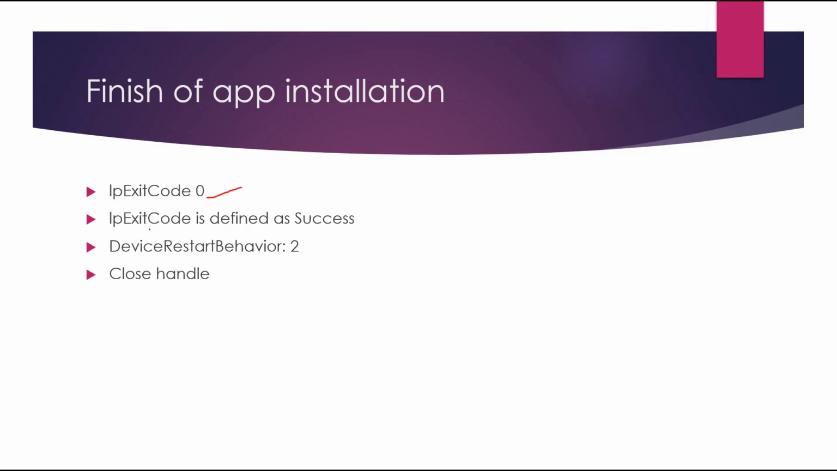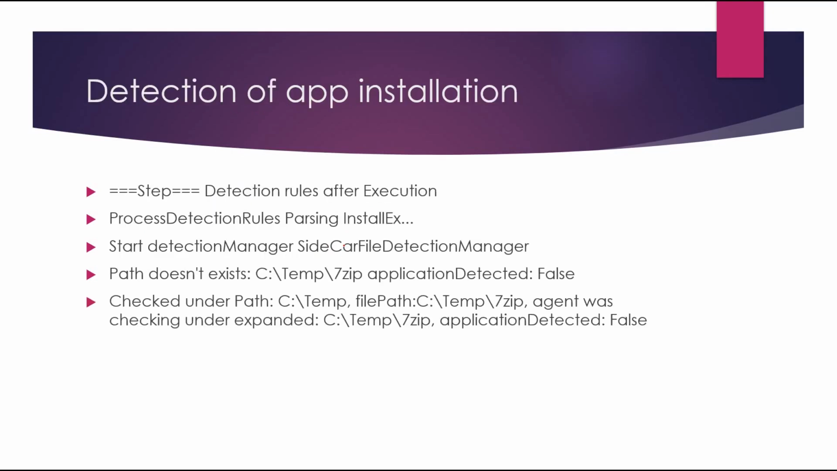Depending upon the value of the exit code, we are going to see whether it was a success or a failure. Then it's going to evaluate the restart behavior, and the handle will be closed. The installation is done. Now again, Intune needs to identify whether it's an amber light or a green light, meaning whether the app can be detected now or not.